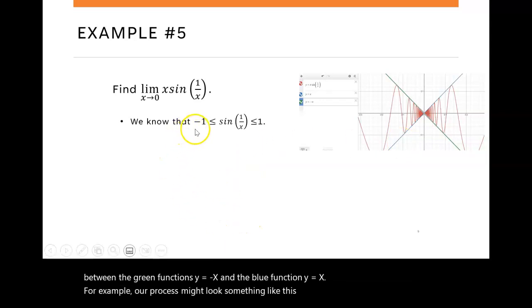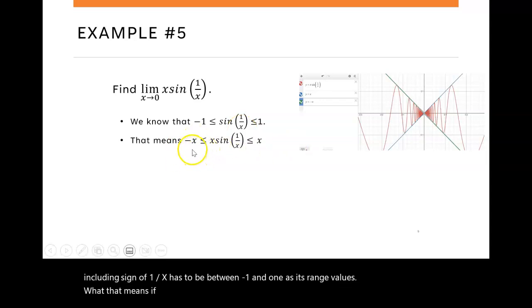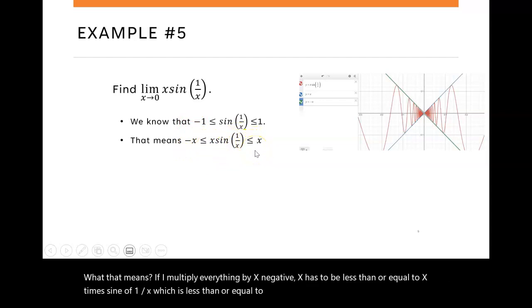We know that every sine function, including sine of 1 over x, has to be between negative 1 and 1 as its range values. What that means, if I multiply everything by x, negative x has to be less than or equal to x times sine of 1 over x, which is less than or equal to x. Right, so it squeezes right in between those two functions.